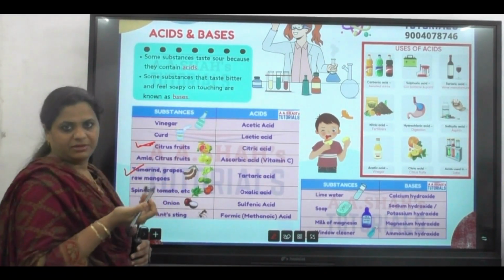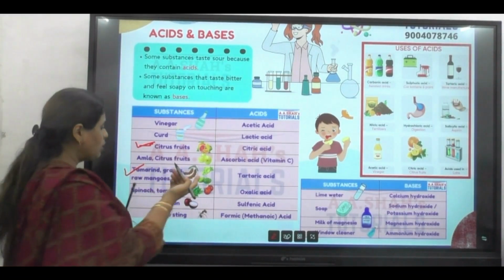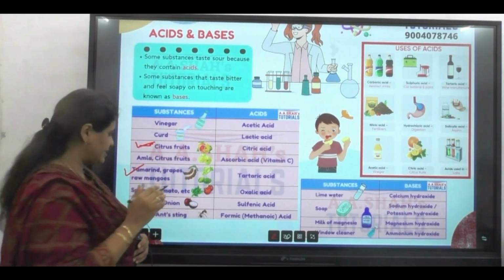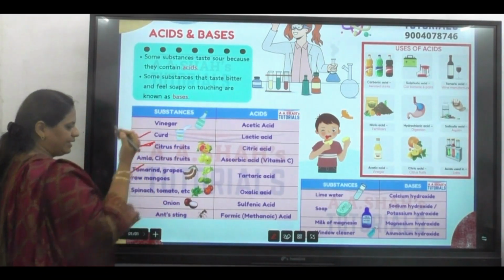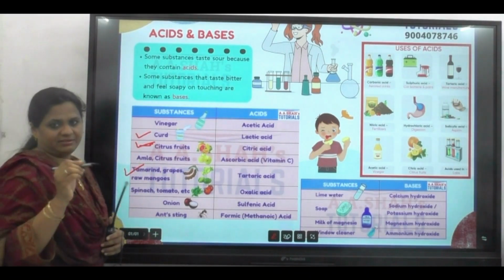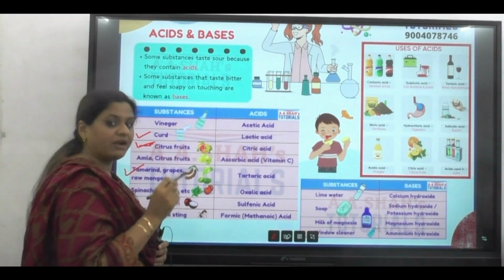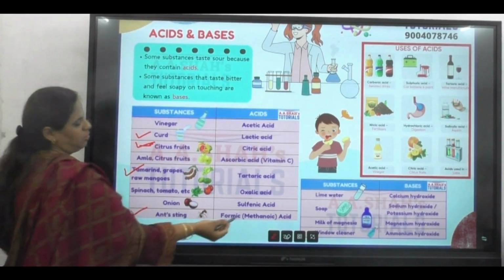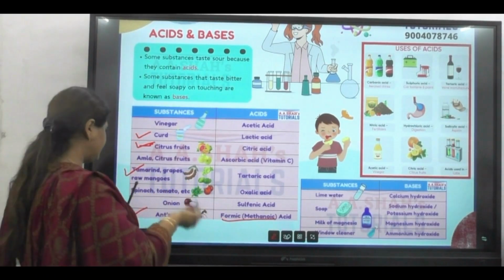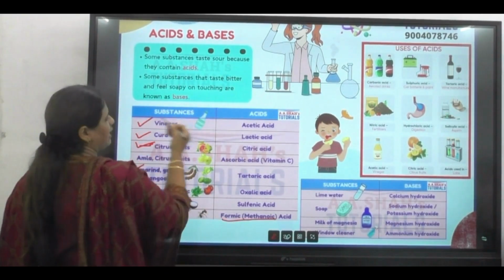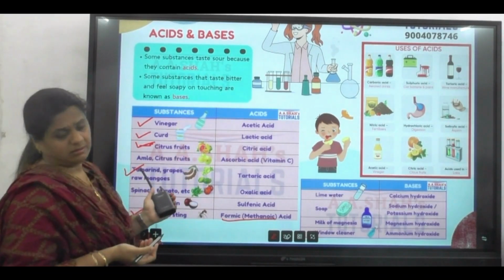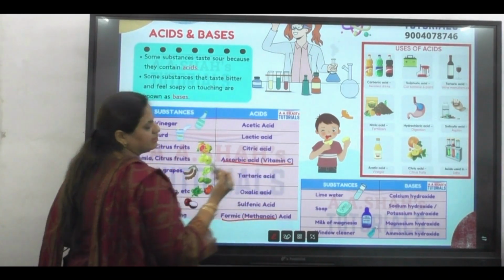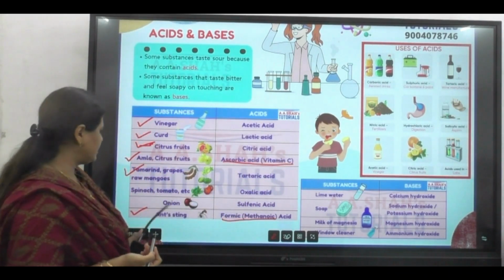Tamarind is imli. Raw mango also has tartaric acid. So grapes, tamarind and raw mangoes have tartaric acid. Then you have curd, which has lactic acid. And a sting, the red bite which you have, which pains, is also because of an acid released by that. That acid is called formic acid, which is also known as methanoic acid. So these are acids which are generally seen. Vinegar, as we saw already, is acetic acid. Plus amla. Amla and some citrus fruits also have ascorbic acid, which is vitamin C. Ascorbic acid is another name for vitamin C. So these are the acids present generally.